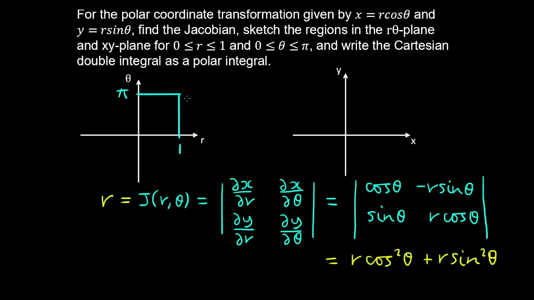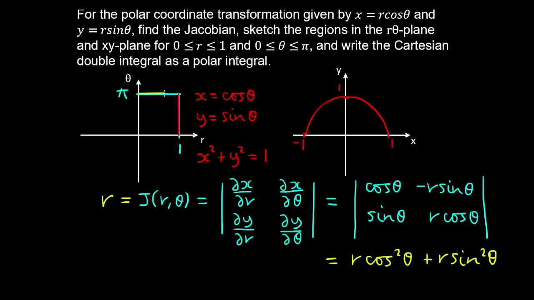So the boundary line, r equals 1, maps to x is equal to cosine theta, and y is equal to sine theta. So if you square these equations and add them together, we get x squared plus y squared is equal to 1. So from 0 to pi, this is a semicircle with a radius of 1, which looks something like this.